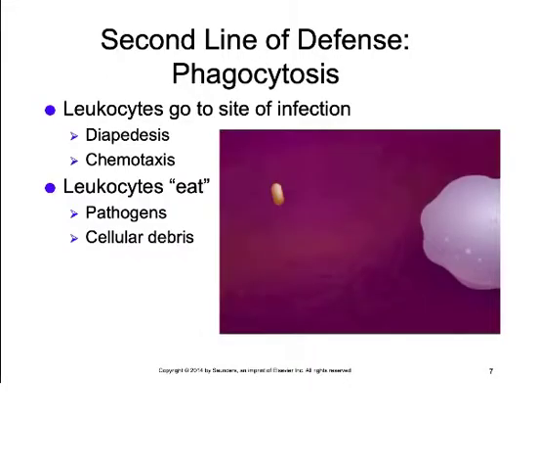Okay, so let's look at phagocytosis, right? Essentially what happens when you injure or infect tissue is that there are chemical signals given off that draw white blood cells to that area, and then the white blood cells are going to start by eating pathogens and cellular debris. Okay, so let's take a look at how this happens.